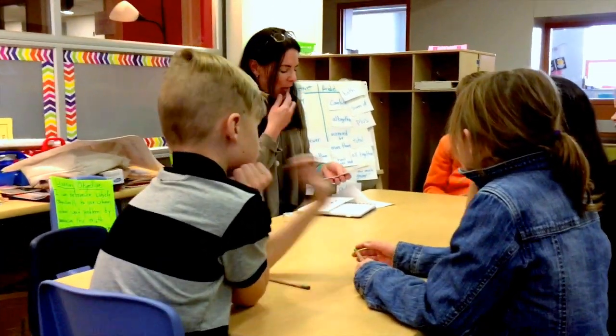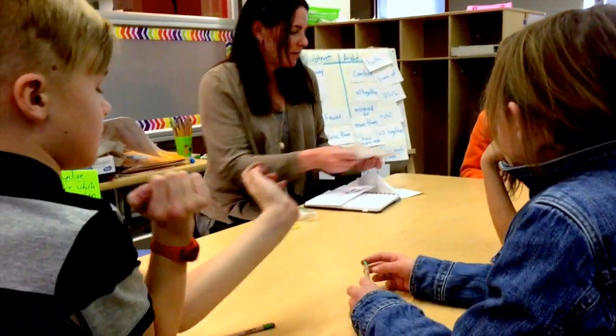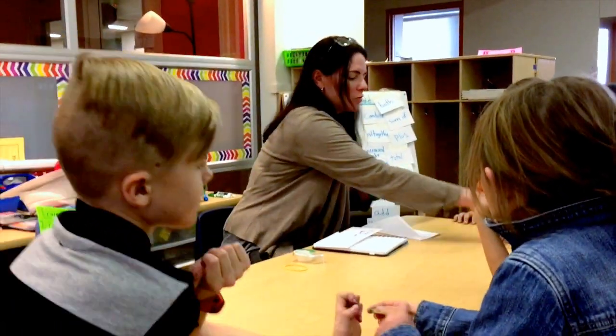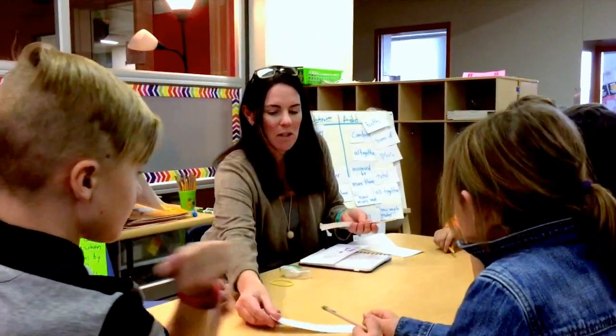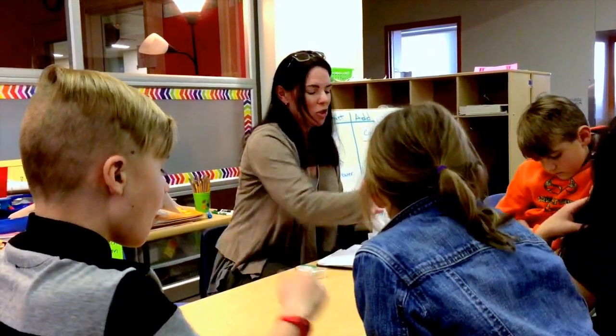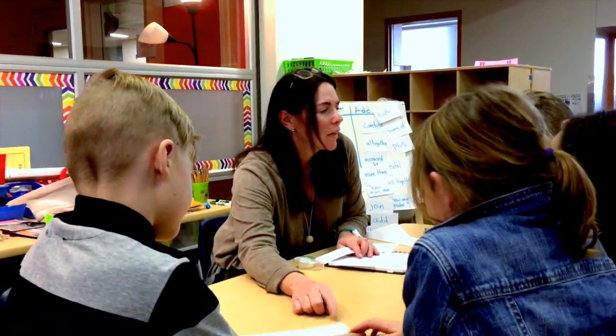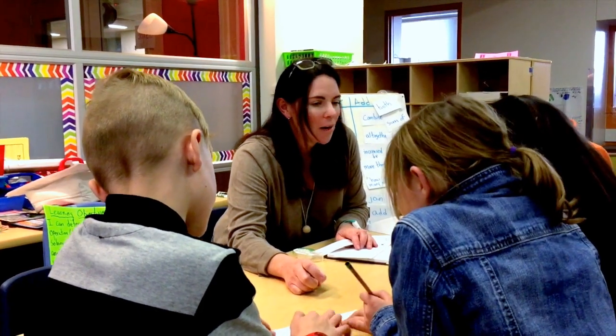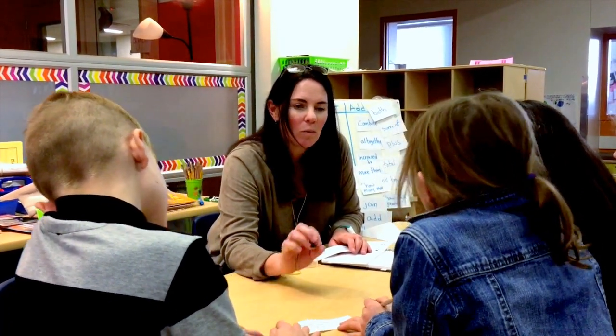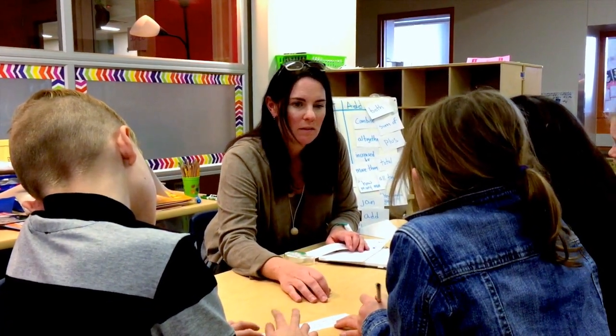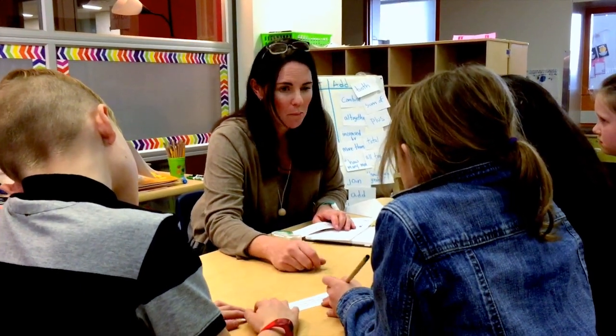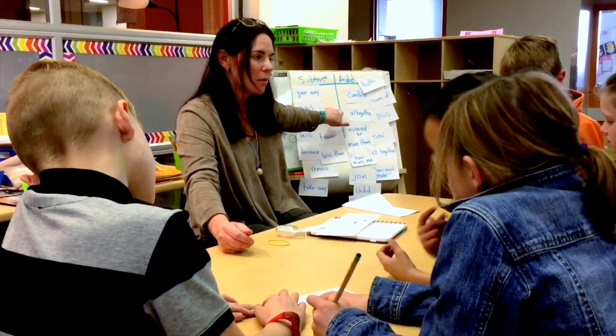So let's see. I'm going to have you two work together, and I'm going to have you guys work together. So you're going to be a trio, you're going to be a duo. You're going to read the math problem and work together to decide what type of math do we need to do to solve the problem. And use this up here to help you.